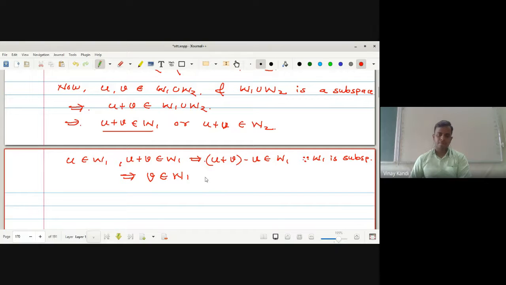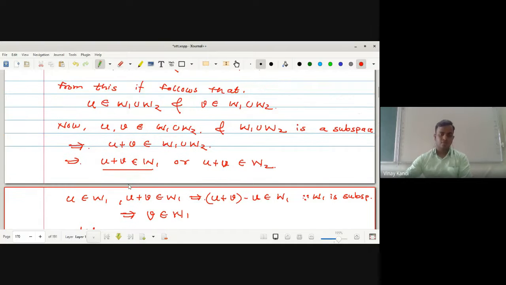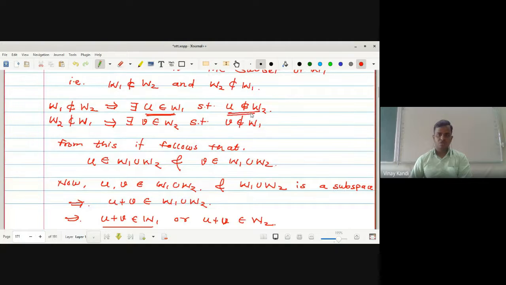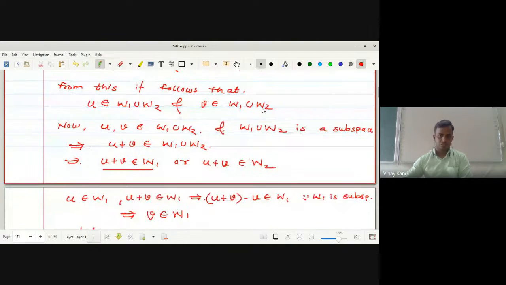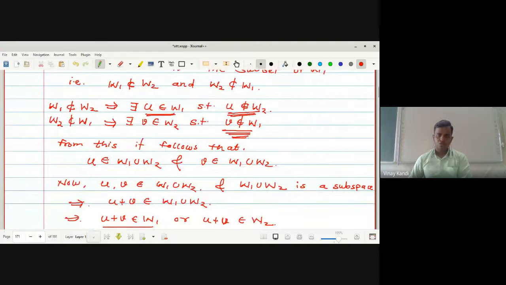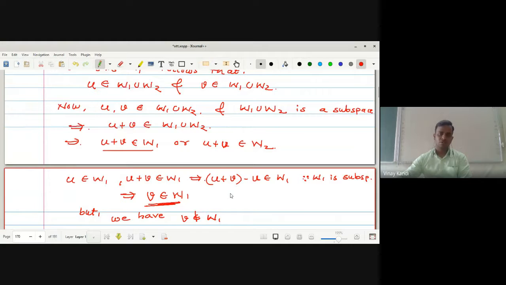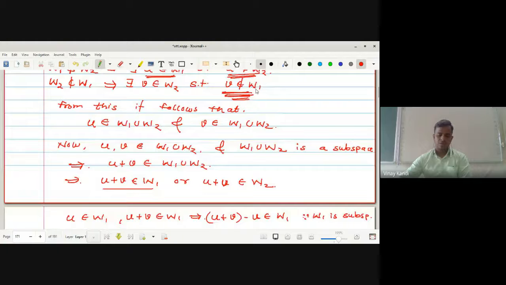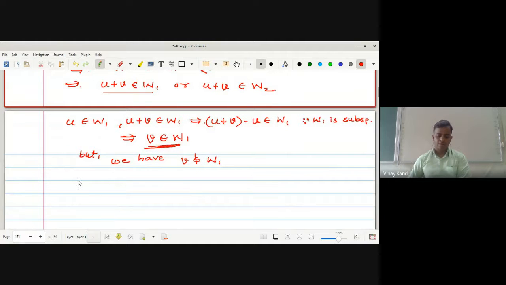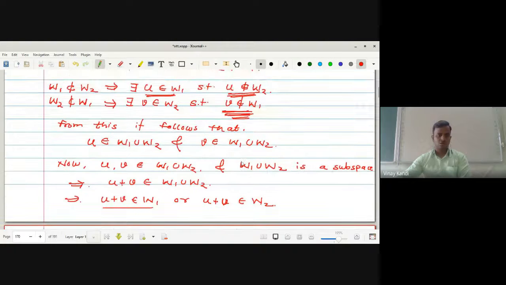Okay, but what we have, V does not belong to what? Here, V does not belong to W1, but here we get V belongs to W1. But we have that V does not belong to W1 from this. And again, what we get? We get the contradiction. Because our assumption is wrong. What is the assumption?